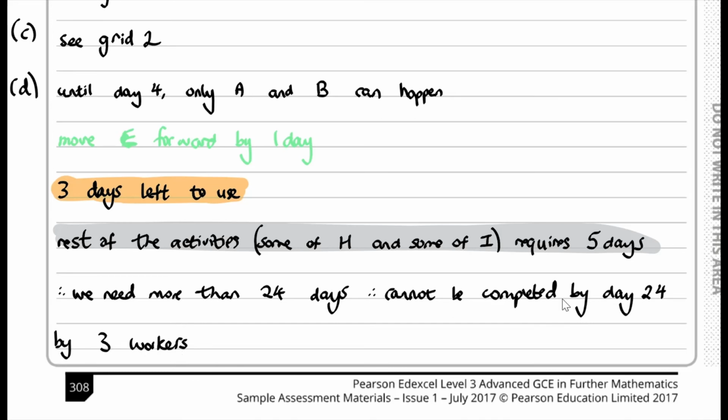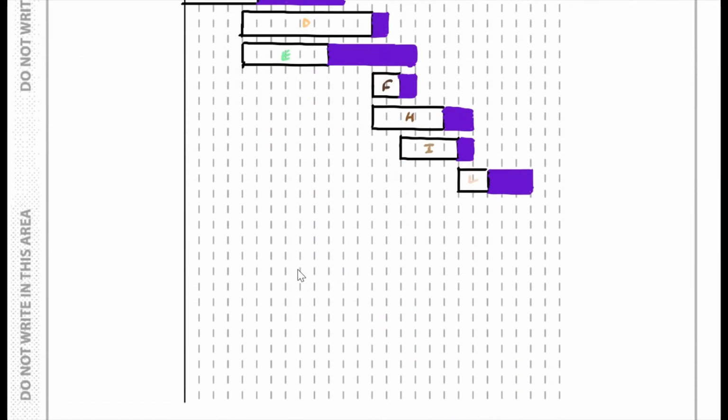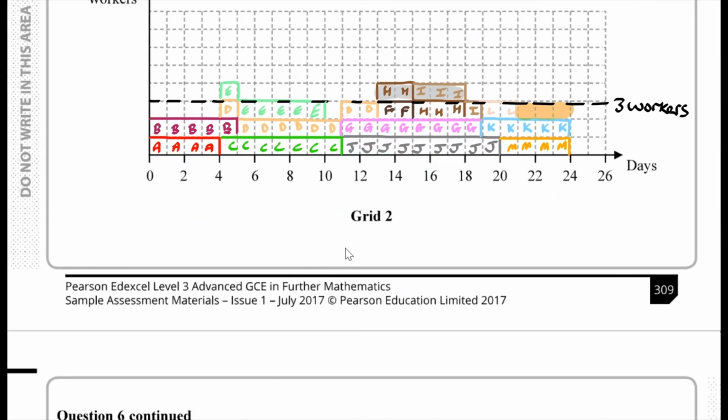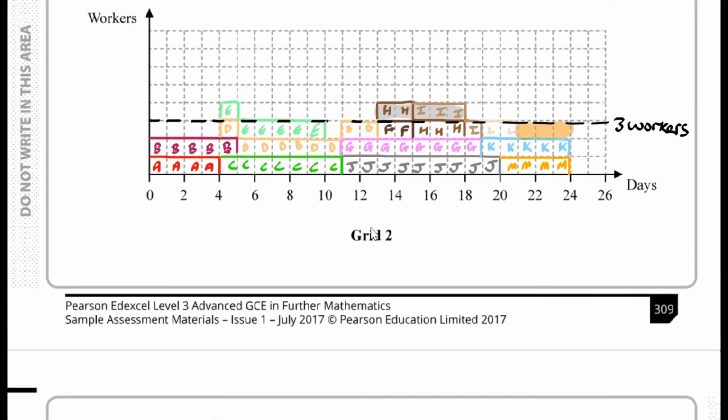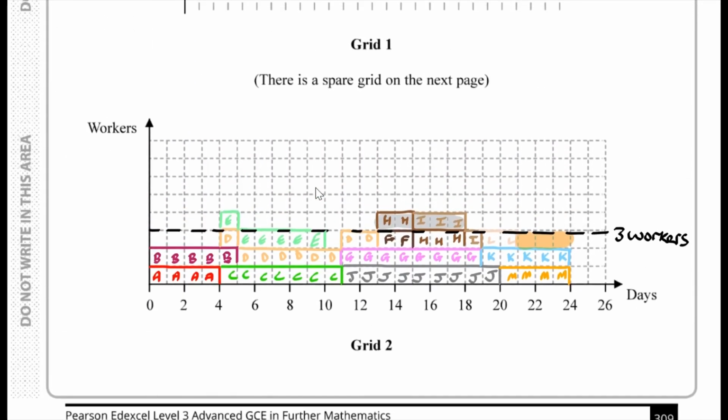So therefore, for us to complete this project within 24 days, we need 4 workers. Okay. So that resource leveling question, in my opinion, is quite difficult to understand, but hopefully you should be able to recognize what I've said over there. Okay.